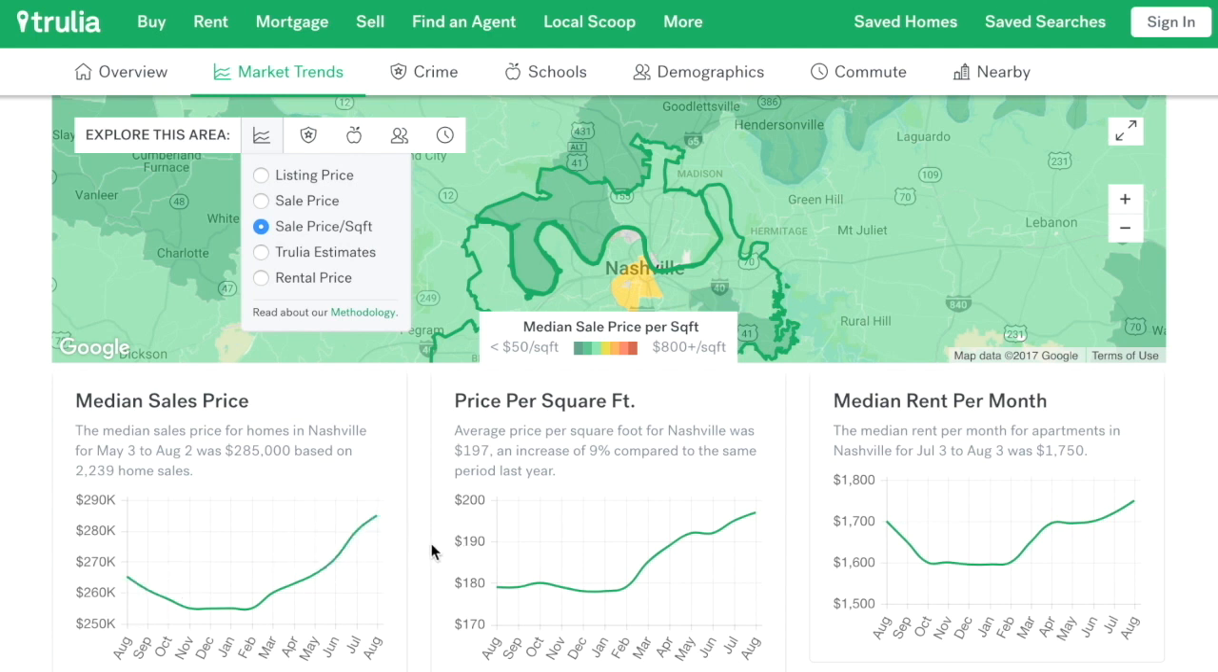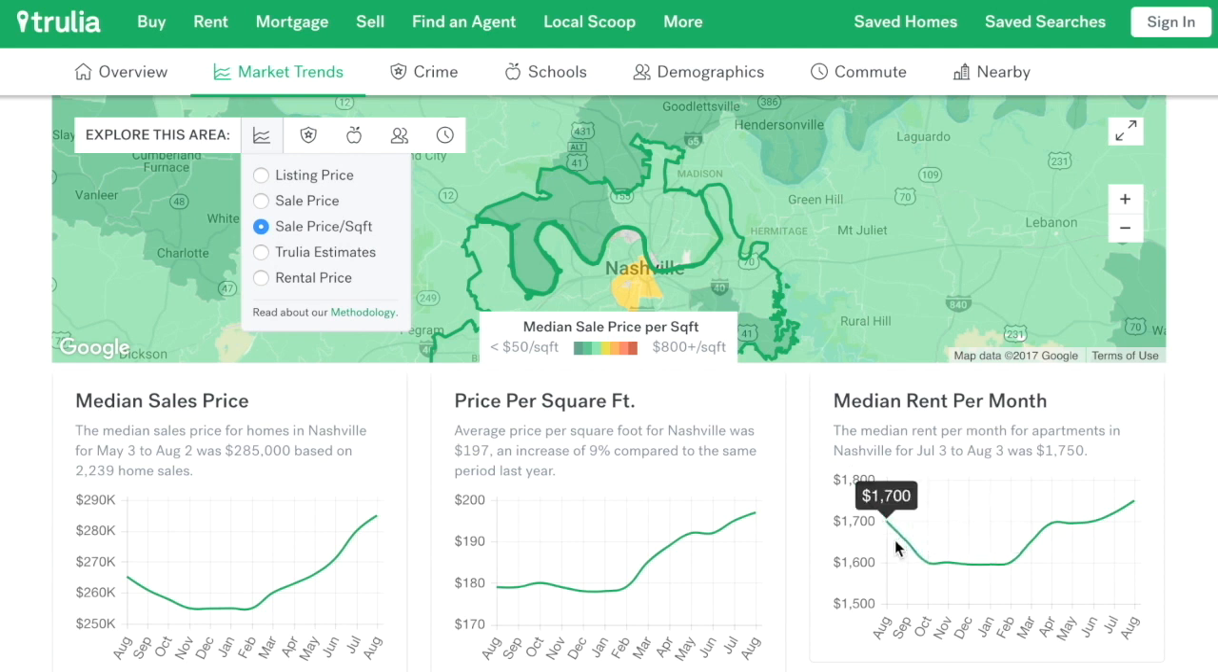So what does that tell us? It tells us it's a seller's market, right? And you can even read this data here. It says average price per square foot for Nashville was 197. It's had an increase of 9% compared to the same period last year. So it's gone up 9%. What if this trend went the other way? Well, that would tell us we're a buyer's market. What if it was flat? Well, it would tell us where the trends are. What are the trends that are going on?